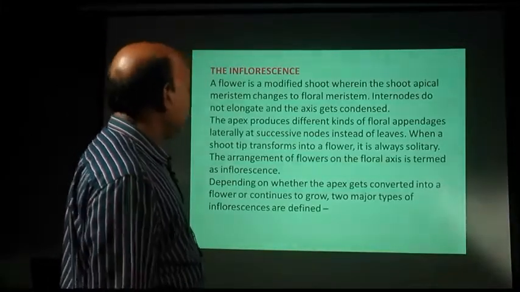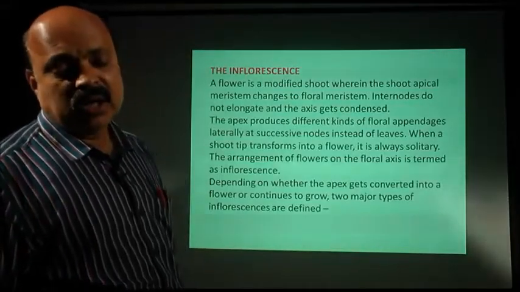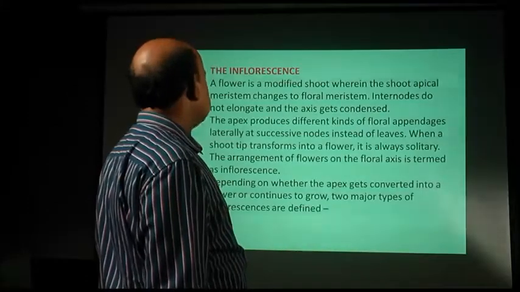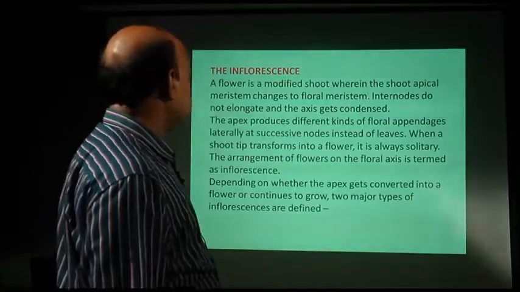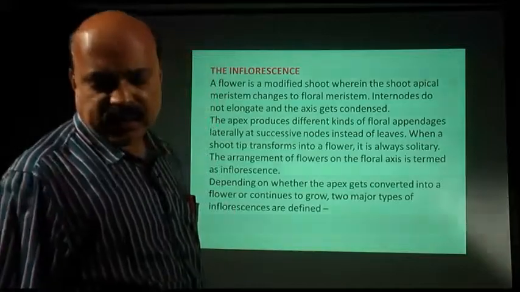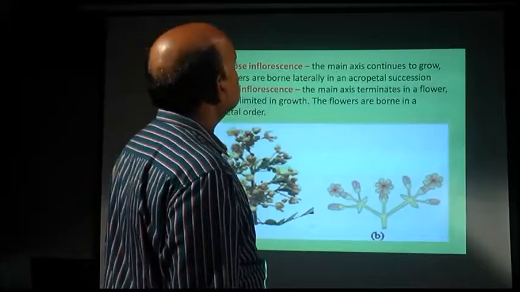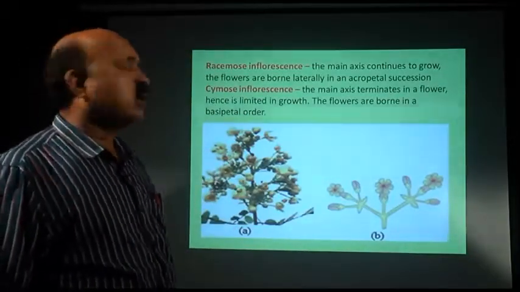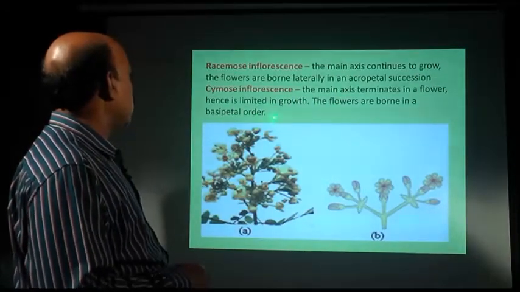Depending on whether the apex gets converted into a flower or continues to grow, we get two major types of inflorescence: racemose and cymose. In racemose, the arrangement is in acropetal succession, and in cymose, the arrangement is in basipetal order of succession.